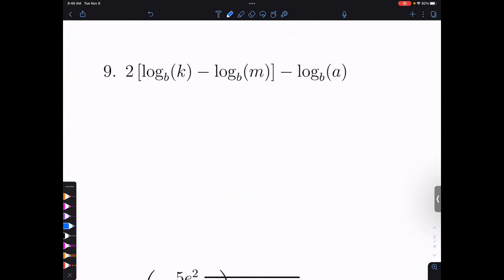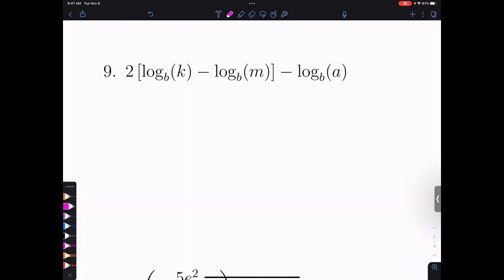About something like 9. Now we're going the other way, right? We're combining or condensing. Lots of just dummy variables in there, right? B and K and M and A, like nothing means anything, right? So we're just focused on the properties of how we combine these things using logarithms.